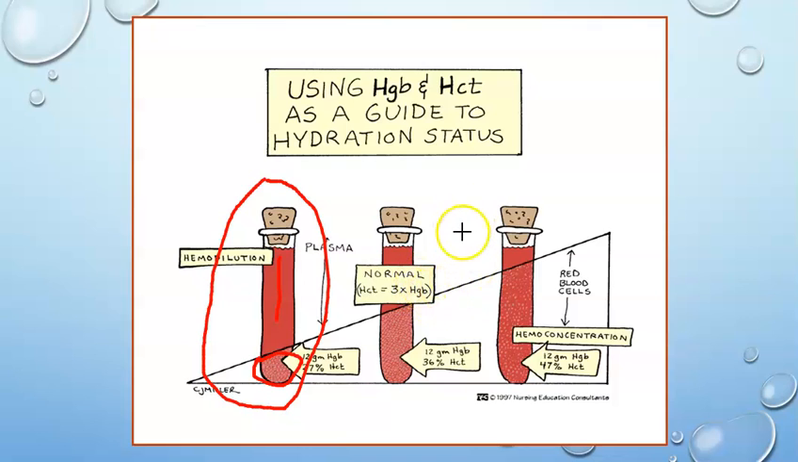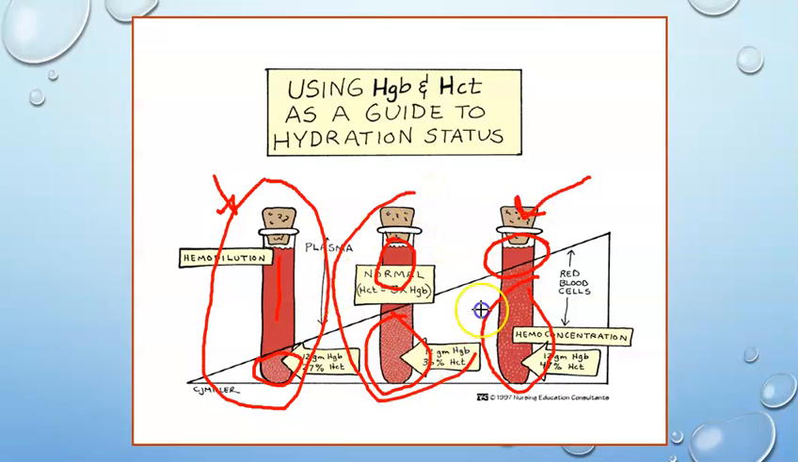A normal hemoglobin and hematocrit, so as you see the fluid up top once they spin it down, and then the blood cells on the bottom. And then hemoconcentrated, so we've got just a little bit amount of fluid, and then all these blood cells. So this indicates dehydration. So overhydrated right here, dehydrated right here. This is where we want to live.